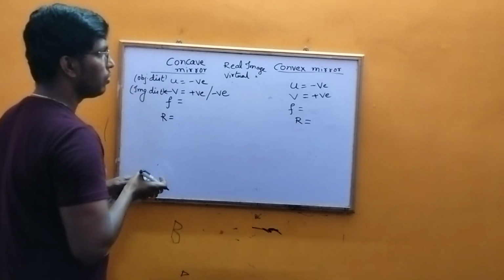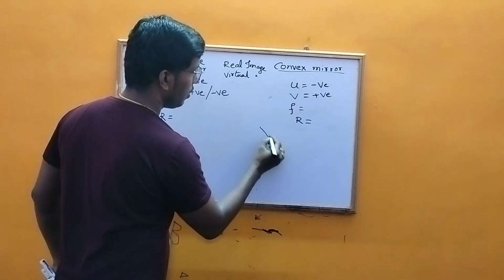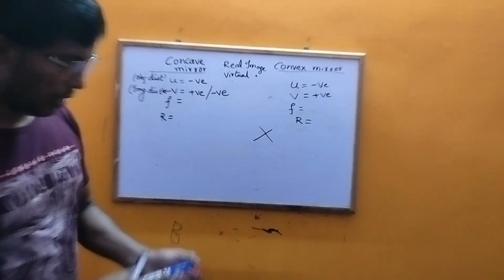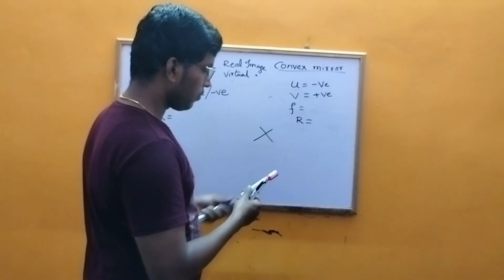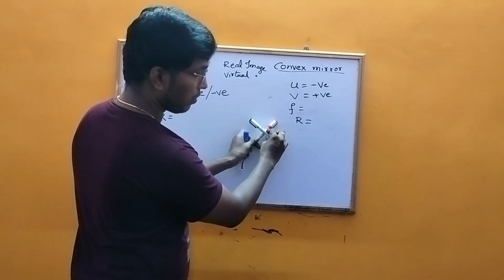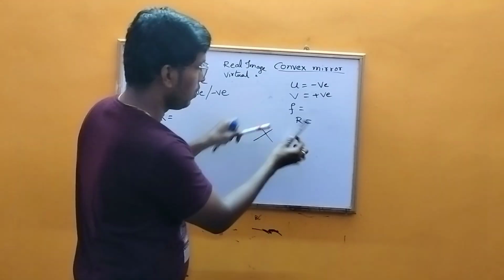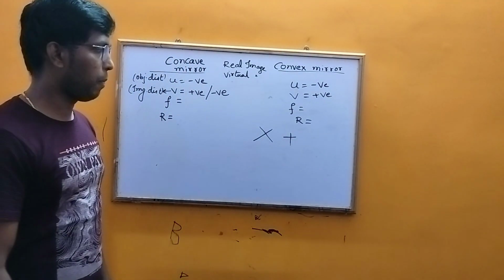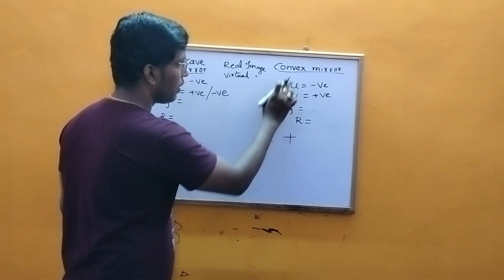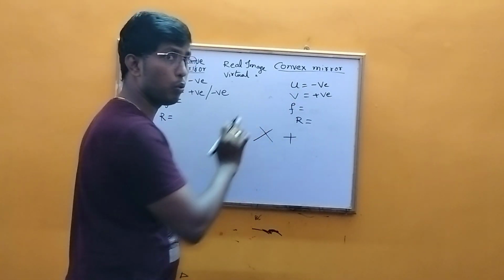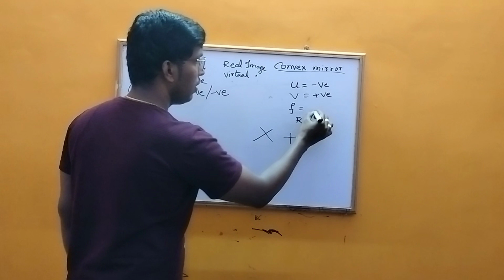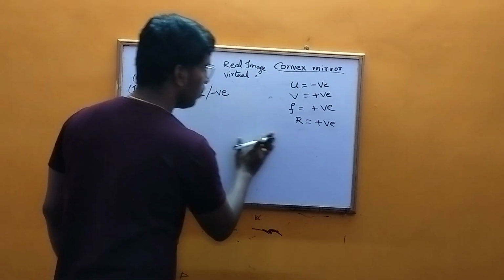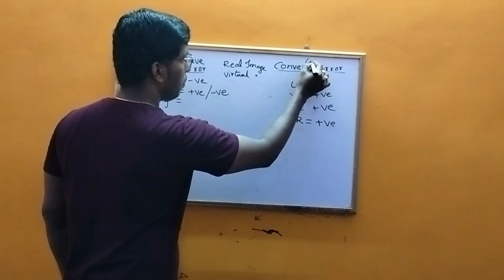If you observe, in convex mirror, the last letter is x. Suppose this is x. If I turn it, it becomes plus. Understood? When I turn it, it has become plus. So one thing you should remember in case of convex mirror: except the u value, u means object distance, everything will be positive. The x in brackets you can write as plus.